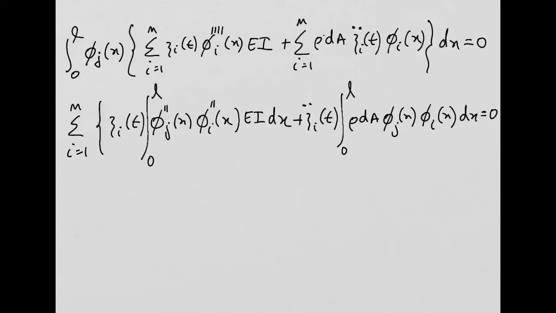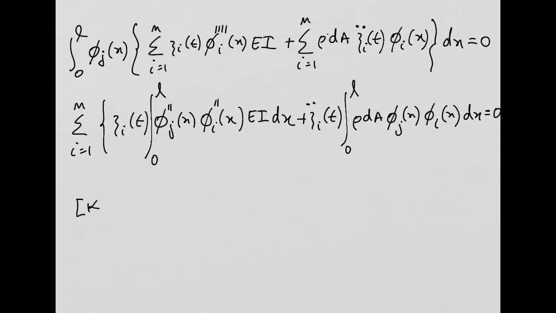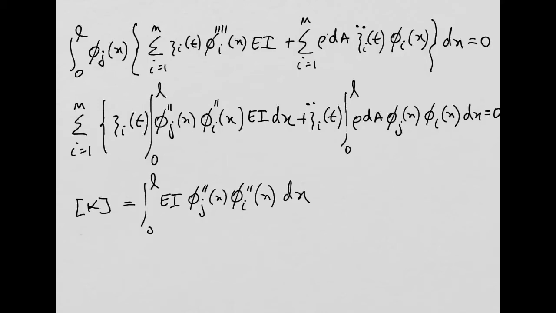And now I'm going to say that my stiffness matrix, my K matrix, is going to be given by the integral from 0 to L of EI times the second derivative of my shape functions, okay, while my mass matrix is going to be given by the integral from 0 to L of rho dA times my shape functions, phi j phi i.